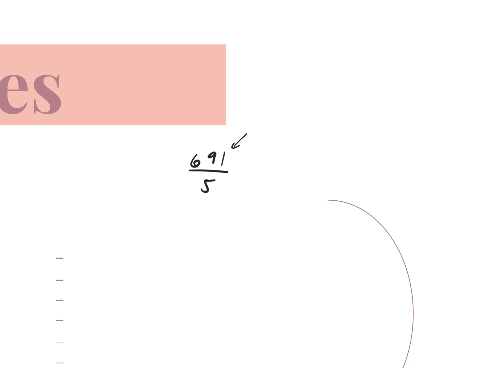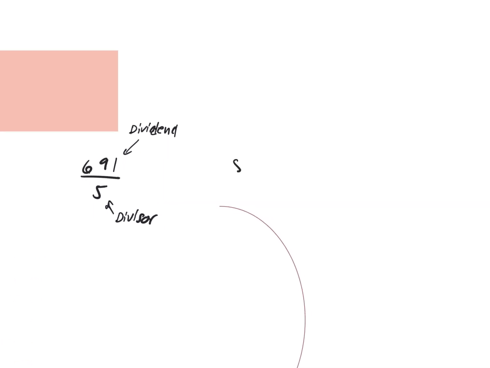This number up top is called the dividend. And this number down here, the amount of groups that we're trying to fit the dividend into, we're trying to fit this dividend into 5 groups, is called the divisor. Again, way back in elementary school. Now when you go to do long division, you set it up something like this. You have your divisor on the outside and your dividend on the inside of this little box.